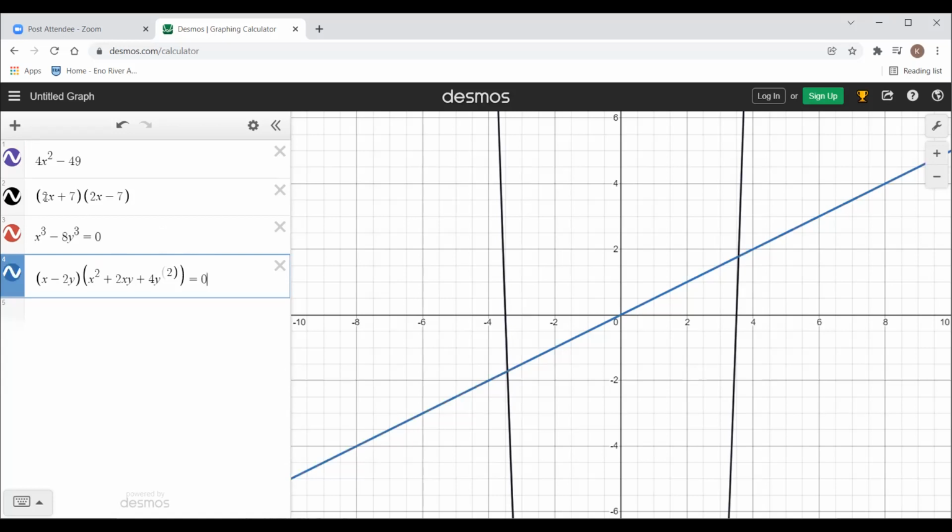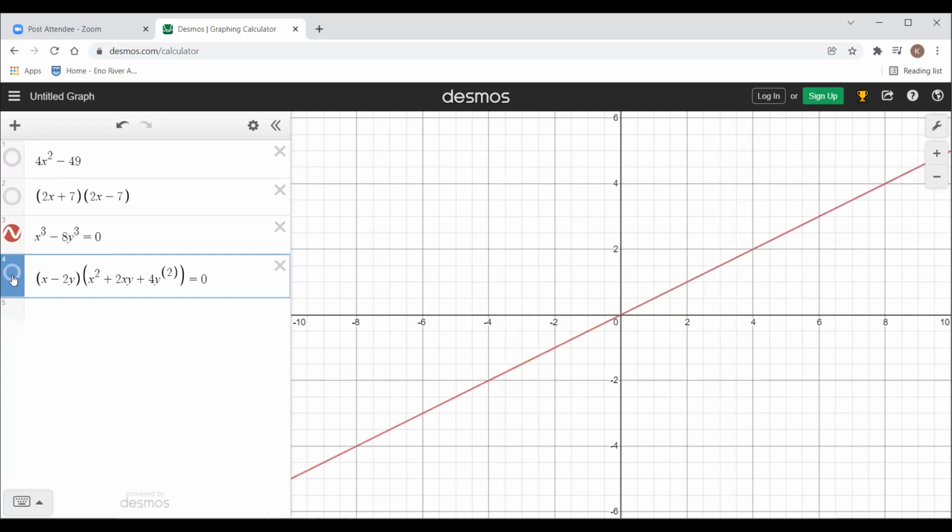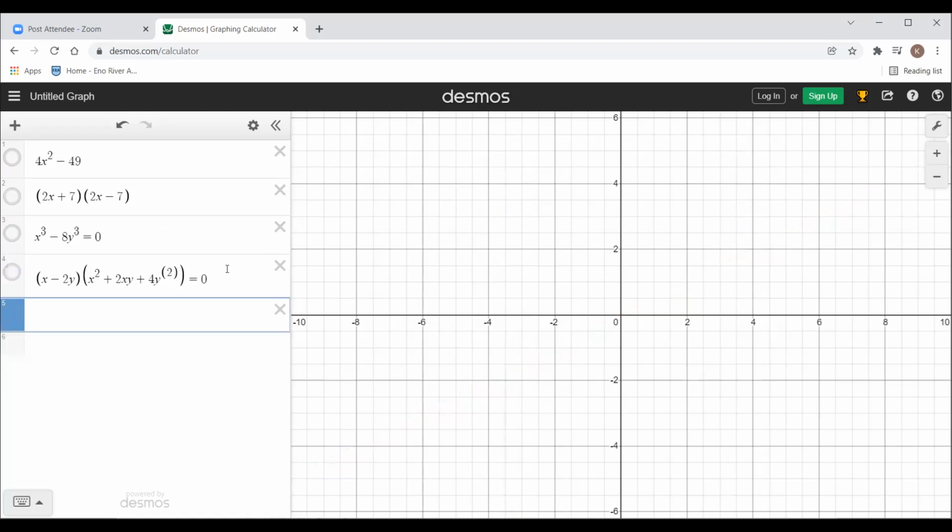Okay. And so anytime I don't want to have a bunch of different things on the screen, I can just turn them off on Desmos by clicking these. So those two were the same, and I'll go ahead and turn them off. These two are the same, so I'll go ahead and turn those off. So those were both factored correctly.